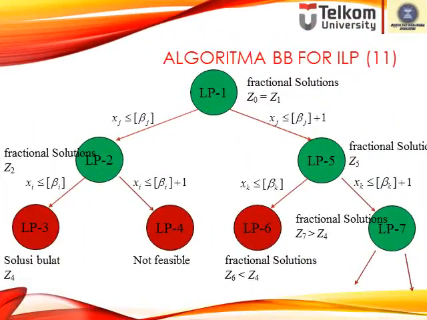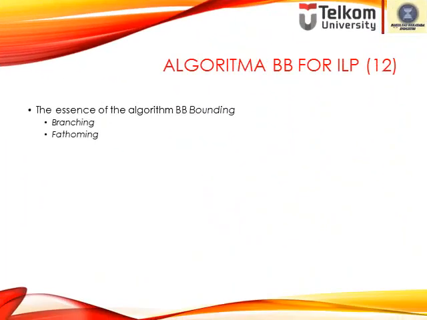The same thing we should do with the fractional solution in LP5. If we don't find an integer solution in LP5, we should calculate again in the same way as from the first one, and then we find that LP6 is a fractional solution and LP7 is also a fractional solution. The essence of the BB algorithm is branching and bounding.